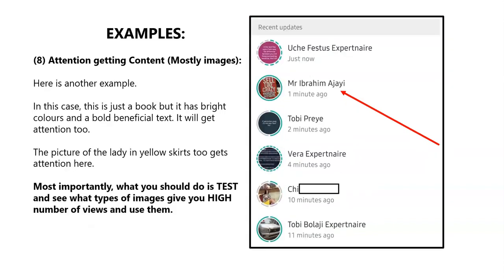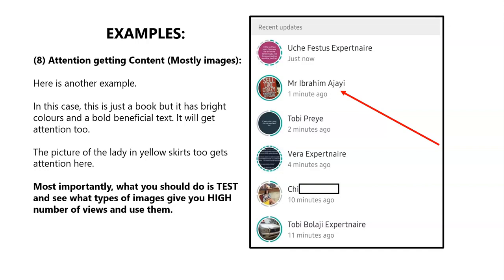Let me show you another example. In this case, this is just a book. This is Sell Like Crazy by Sabri Suby. But when you look at it, it has bright colors. Not just that, it has bold, beneficial text that is going to get attention. So sometimes you can even use a light background with bold text on it to get attention. And then the picture of the lady in yellow skirt here too gets attention, because of course beautiful women and bright colors get attention.